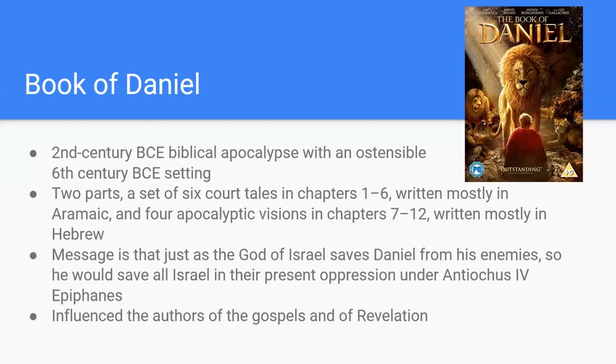Beginning with a quick review from last week, the book of Daniel is a 2nd century BC biblical apocalypse with a setting in the 6th century BC. We'll remember from last week that an apocalypse is a form of literature that follows several conventions, among them that there's some knowledge that's known only to God and it's passed to a single person in a vision and it's given in a sealed document. These are some of the conventions that are usually used.